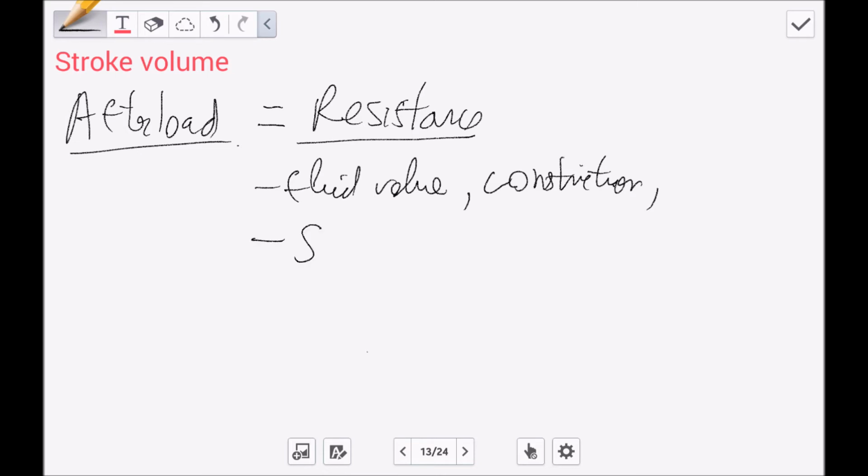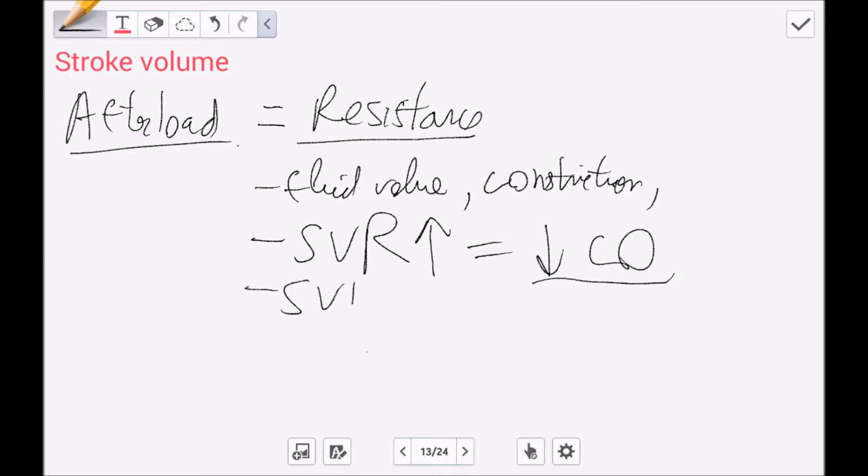We measure this by systemic vascular resistance. And systemic vascular resistance has an inverted relationship with cardiac output. So when systemic vascular resistance goes up, your cardiac output goes down. The reason being is because if you have more resistance, you're not going to be able to circulate as much blood as effectively throughout the whole circulatory system, right? So your systemic vascular resistance, like we said, is actually affected by the diameter of the vessels.